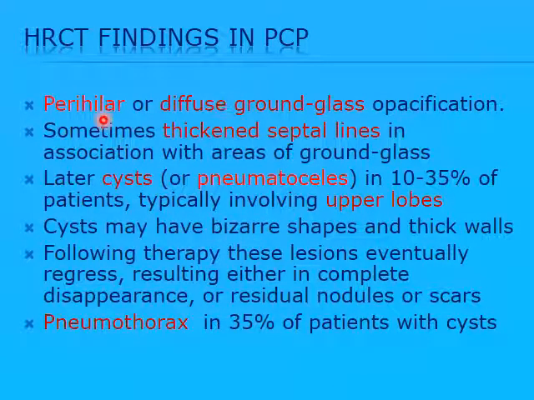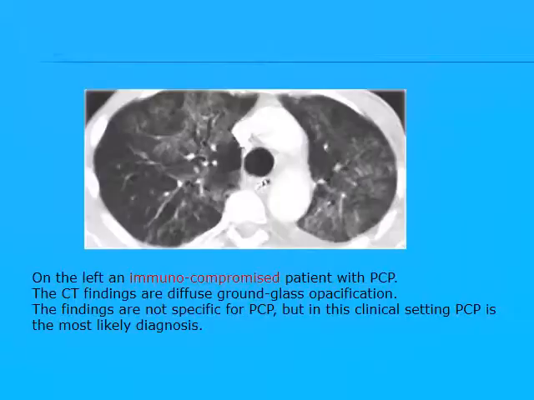What are the high-resolution findings? Perihilar or diffuse ground glass opacities, thickened septal lines, presence of pneumatoceles or air cysts in 10 to 35% of cases, usually involving the upper lobes. The cysts may have bizarre shapes and thick walls. Following therapy, these lesions eventually regress, resulting in either complete disappearance or residual nodules or scars. Due to the presence of cysts, pneumothorax may be seen in 35% of patients.